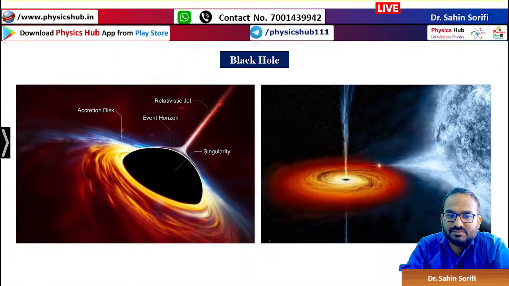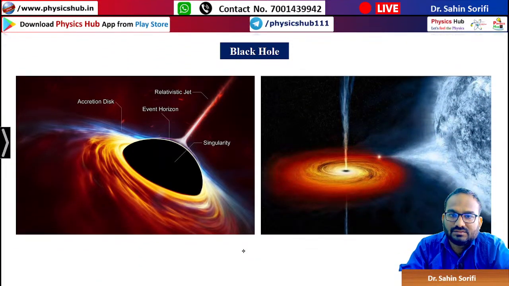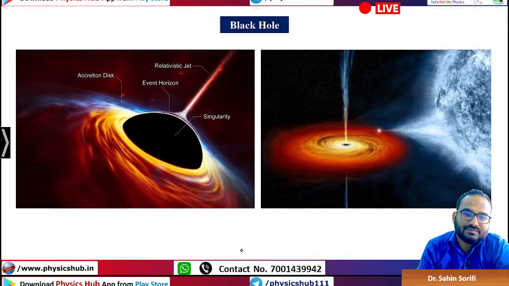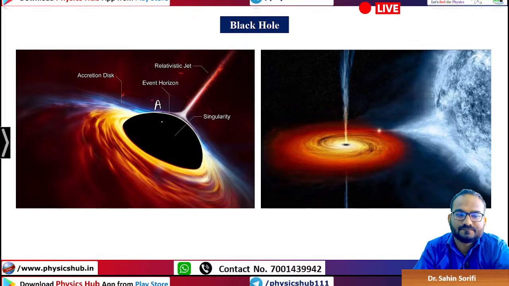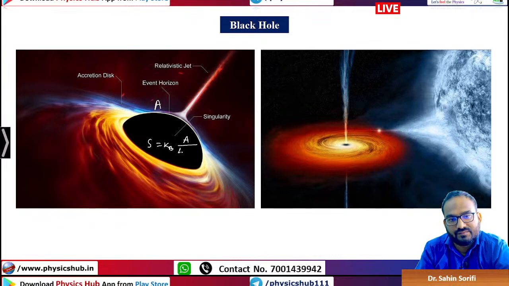Now, some imaginary picture of a black hole. You can see we have the singularity, the event horizon is this, and that surface is denoted by A. Entropy of the black hole, S is equal to kB times A by 4 Lp squared, where Lp is equal to root over h-cut G upon c cube.